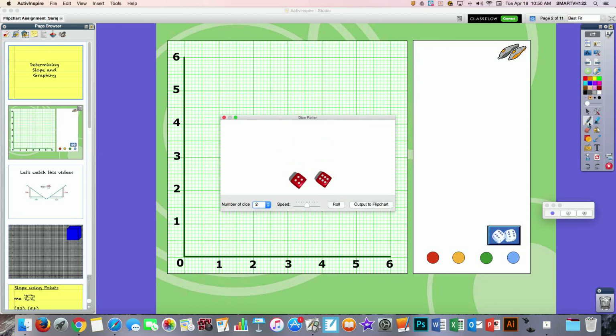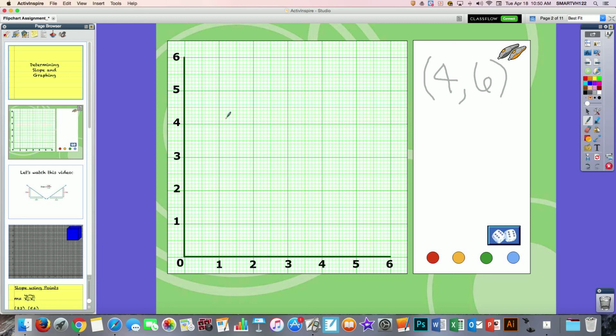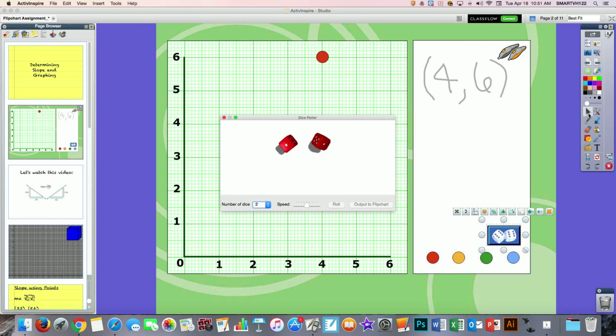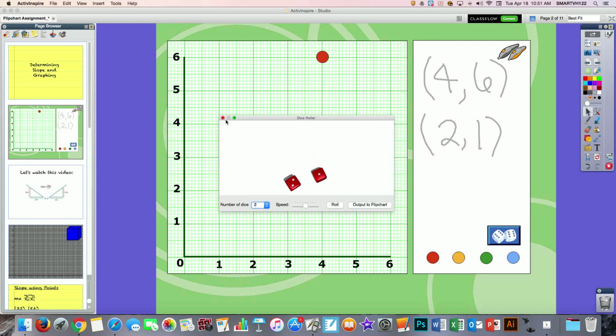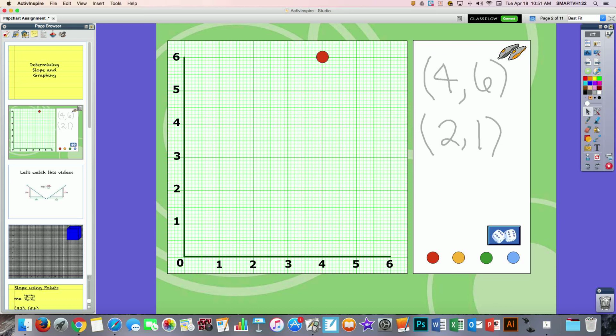So our point's going to be 4, 6. So we're going to take one of these and go over 4 and then go up 6. So there's that one. And we get 2, 1. And so we go over 2 and up 1.